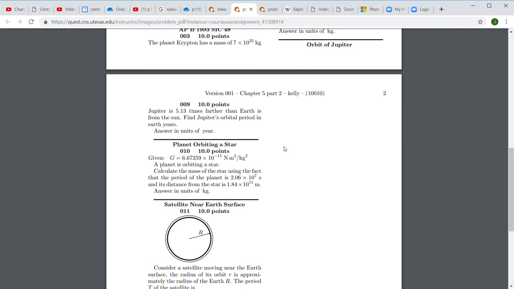So T Jupiter squared divided by the radius of Jupiter cubed, and that would be 5.13 times Earth's radius. And then we've got to cube that. And then we can cancel out the r cubes in the denominator. So we'll just have a 1 in the denominator on one side and a 5.13 cubed in the denominator of the other side. And that would allow us to solve for the period of Jupiter in units of a year. If we leave the Earth's period in units of year, then we'll get Jupiter's period in units of year.